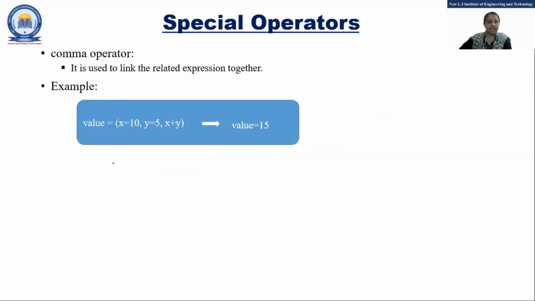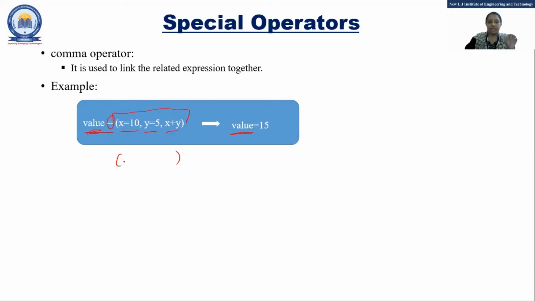Comma operator, simple, I have explained. One of the examples you can see here: value equal to (x equal to 10, y equal to 5, x plus y). So what happened? How is this assignment supposed to be done? The right side has a parenthesis. So what should be the value? What is the answer in variable value? It is 15.